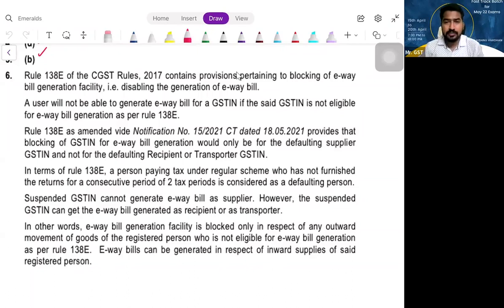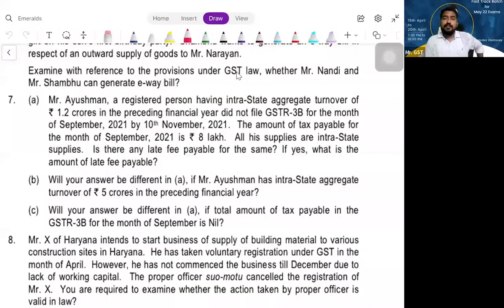So, shall we proceed? Mr. Ayushman, hope it is not Purana. Fine. So see what has happened here.